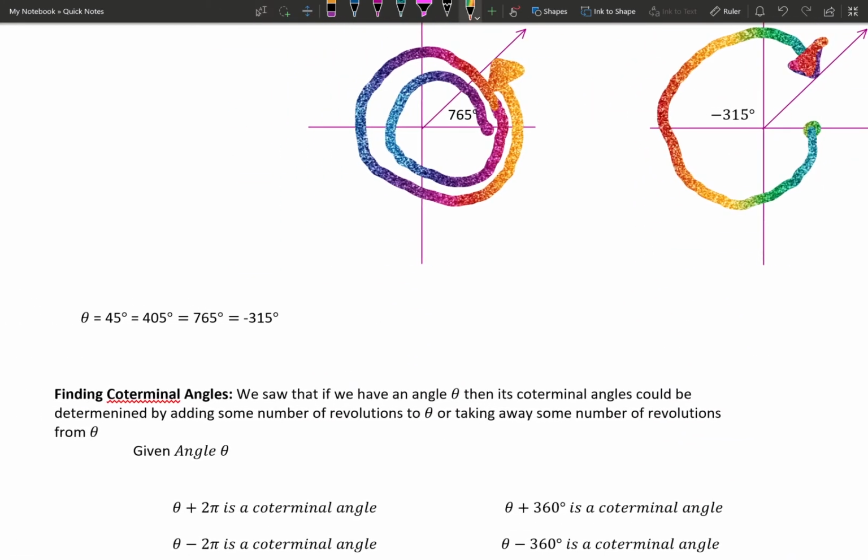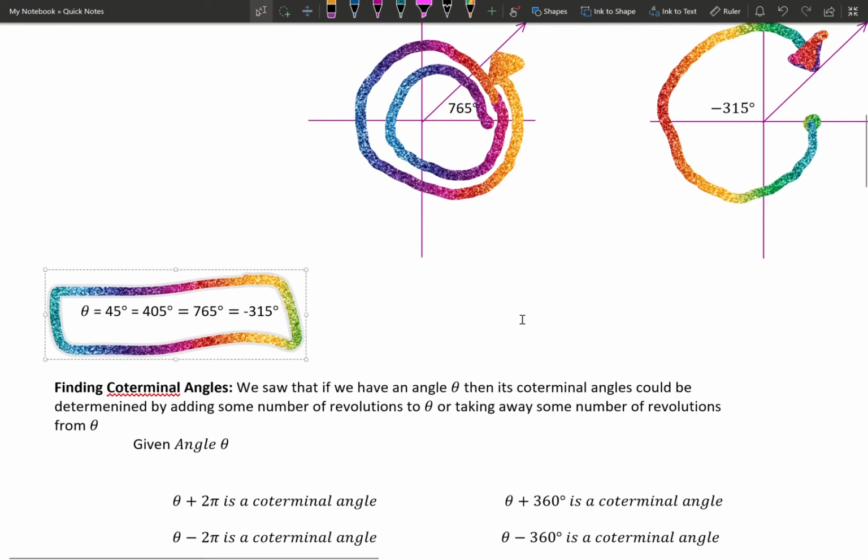If you rotate clockwise, your angle measure becomes negative. So this is saying that 45 degrees, 405 degrees, 765 degrees, and minus 315 degrees will have you stop at the same position. Your terminal side will all stop in the same exact spot, even though all these angle measures are different. And this is what it means to be coterminal. It means that the positioning of the terminal side is the same, but the angle measure is different.